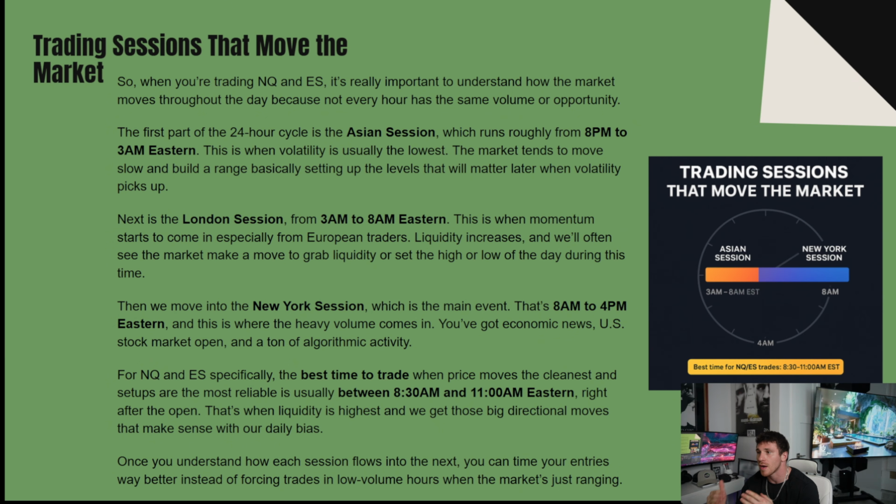The first part of the 24-hour cycle is the Asian session, which runs from 8 p.m. to 3 a.m. Eastern time. This is when volatility is usually the lowest. The market tends to move slowly and build range, basically setting up the levels that will matter later when volatility picks up.